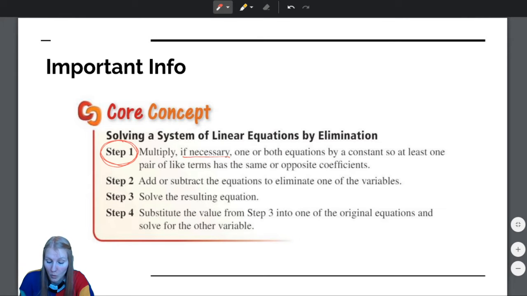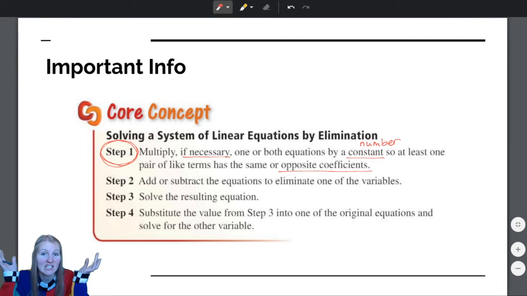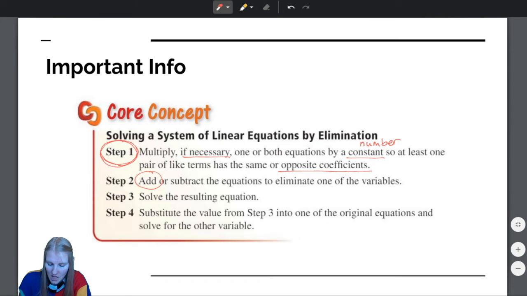So we're going to show you when it is necessary, we need to multiply one or both. It depends. We'll see an example of that. Multiply one or both equations by a constant, by a number, so at least one pair of like terms has the same or opposite coefficients. For us, personally, I think it is easiest when we get opposite coefficients because then we can add.